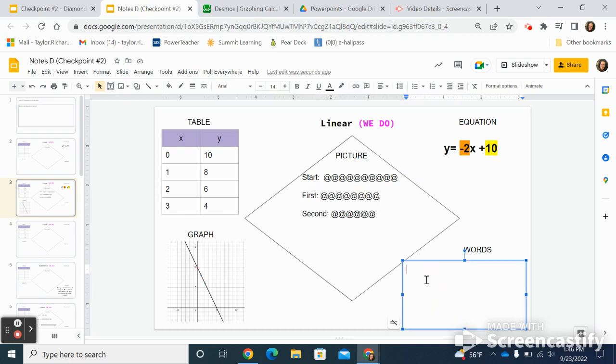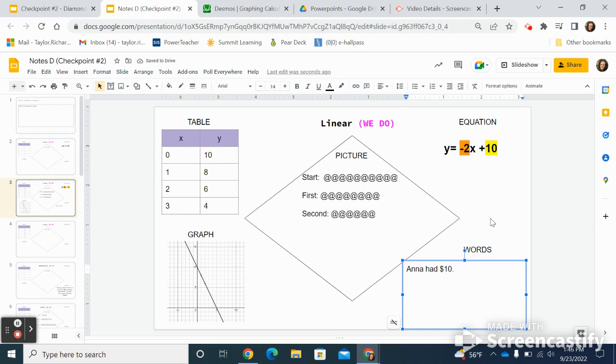Last part is the words. Make it super easy on yourself. Always start with a name. I'm going to say Anna, and the starting value is 10. So Anna had 10. Now I'm going to say that she had $10. Okay, that's my first sentence.